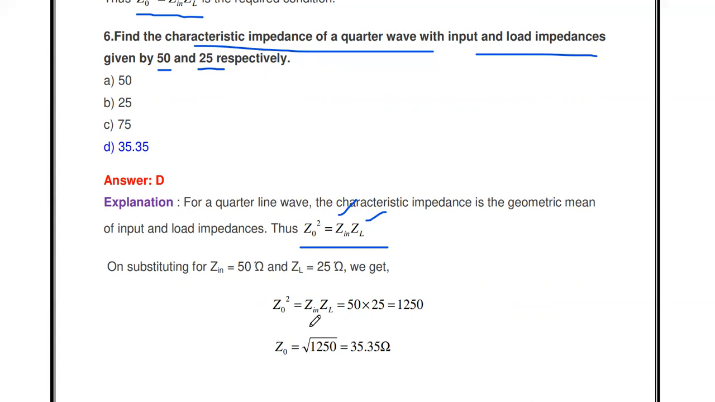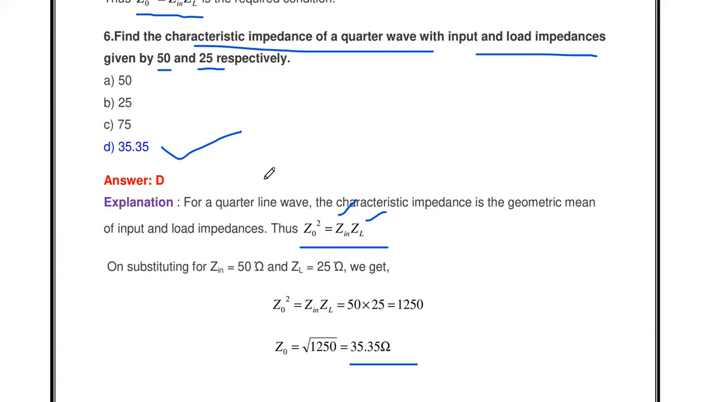So Z0 squared is equal to 50 into 25, which is 1250. From that, the characteristic impedance Z0 is the square root of 1250. So the answer is 35.35 ohms. The characteristic impedance of a Quarterwave line with input and load impedances 50 and 25 is 35.35 ohms. This is an important question.